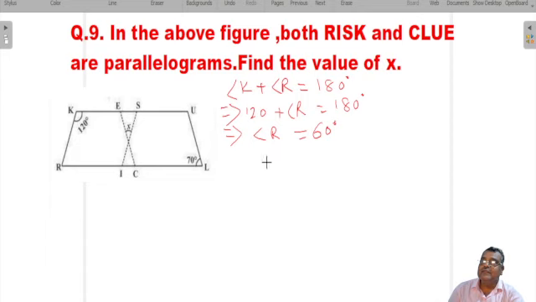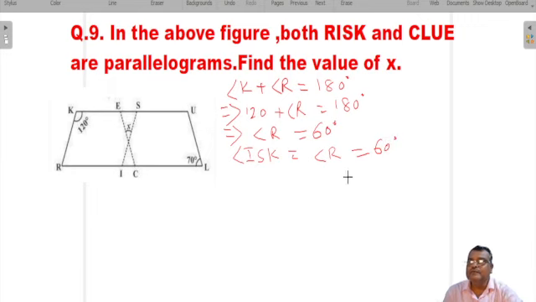Angle R is equal to angle ISK. Angle ISK is equal to angle R. Opposite angle of parallelogram is equal to 60 degree. Similarly here, angle CEU is equal to 70 degree, opposite angle of parallelogram.